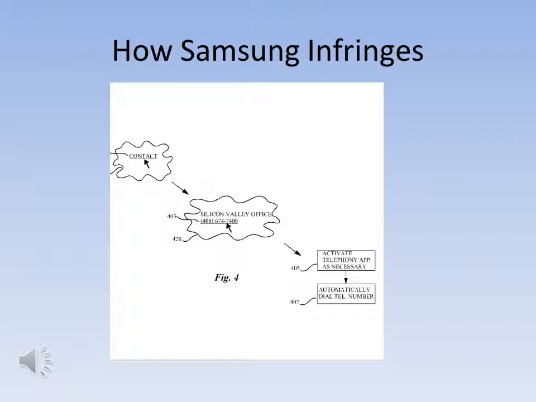Then the user clicks on the telephone number, which results in the telephone application being activated if necessary, and the telephone number is automatically dialed. Although every process is not exactly the same as Samsung's smartphone, Apple is suing on the idea that the telephone number on the web browser appears as a link to prompt users to click on the number.